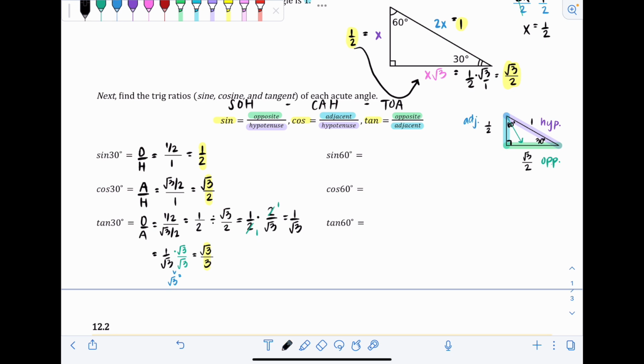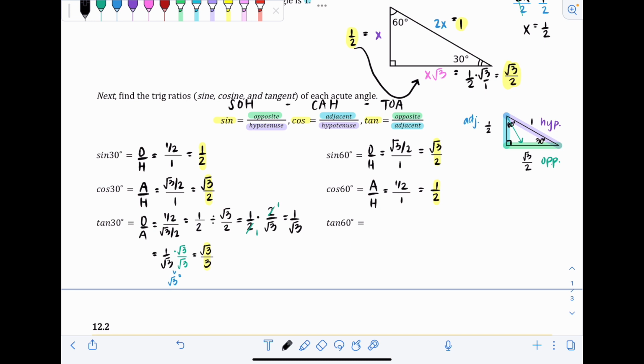So now sine is opposite over hypotenuse, just O over H. In this case, the opposite side was root 3 over 2, over the hypotenuse, that's still 1. So root 3 over 2 over 1 just simplifies to root 3 over 2. So sine of 60 is root 3 over 2. For cosine of 60, it's adjacent over hypotenuse. Adjacent to 60 is 1/2, over the hypotenuse is 1. 1/2 over 1 simplifies just to 1/2.